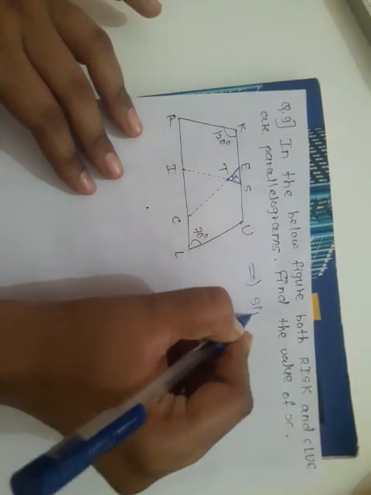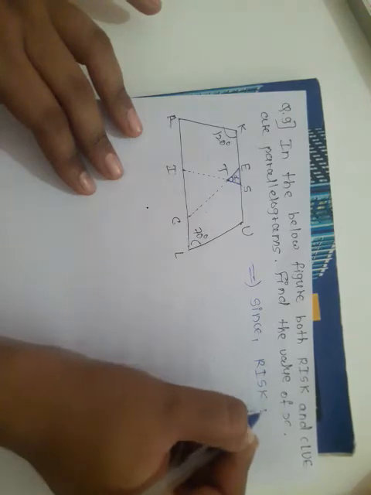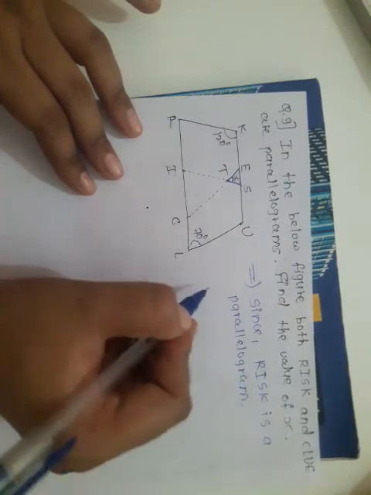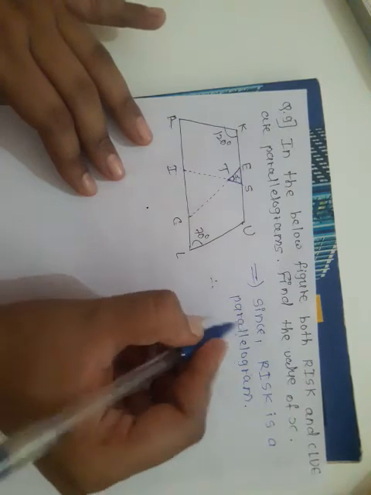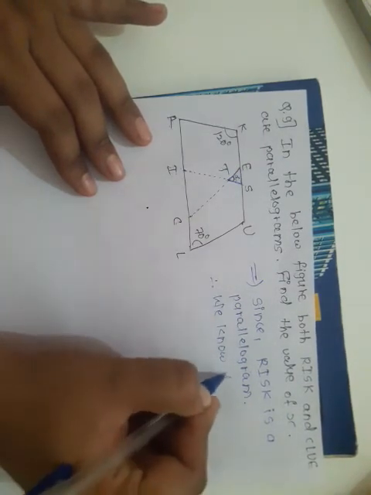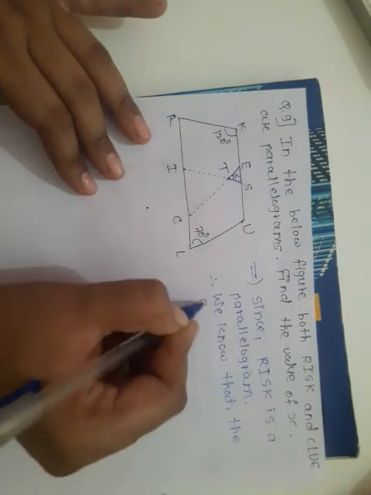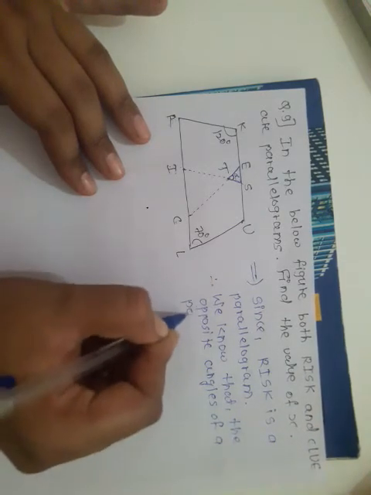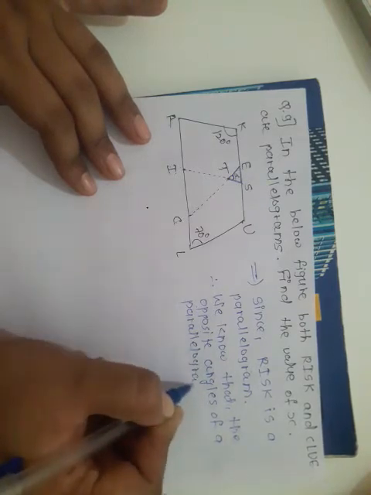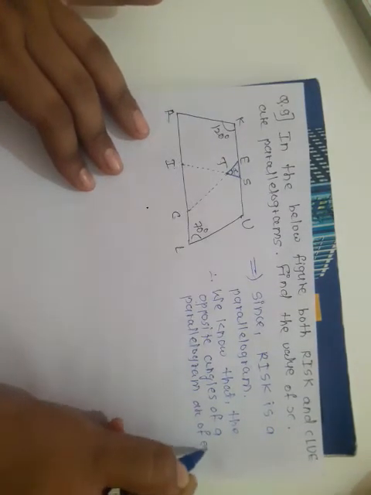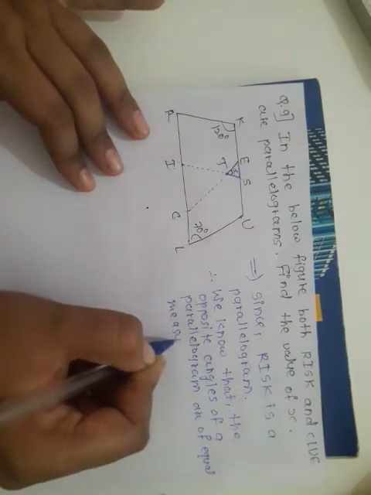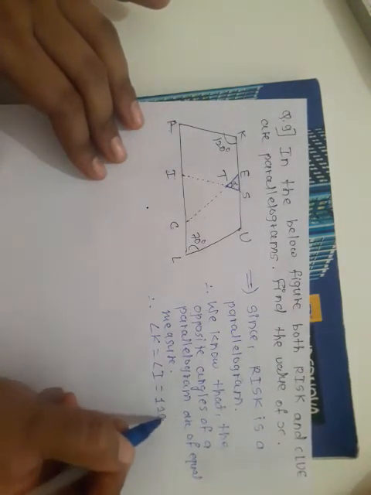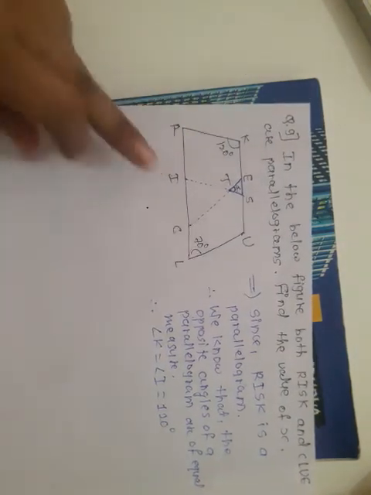Write down here, since RISK is a parallelogram, we know that the opposite angles of a parallelogram are of equal measure, and therefore we can say that angle K is equal to angle I is equal to 120 degrees.